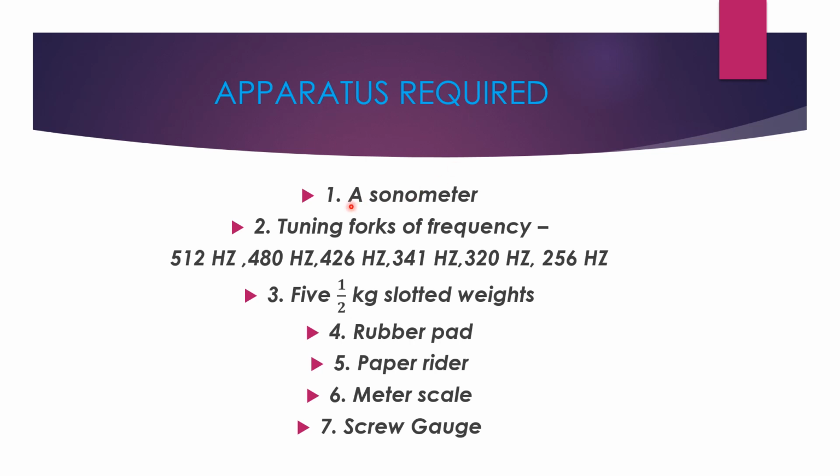Apparatus required: number 1, a sonometer; number 2, tuning forks of frequency 512 Hz, 480 Hz, 426 Hz, 341 Hz, 320 Hz, 256 Hz. Number 3, 5 half kg slotted weights. Number 4, rubber pad. Number 5, paper rider. Number 6, meter scale. Number 7, screw gauge.